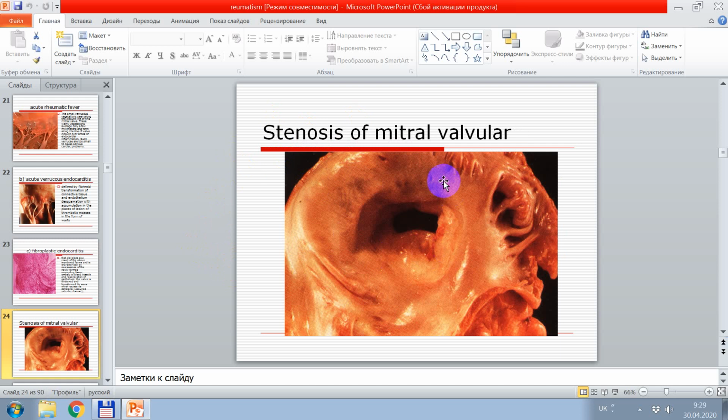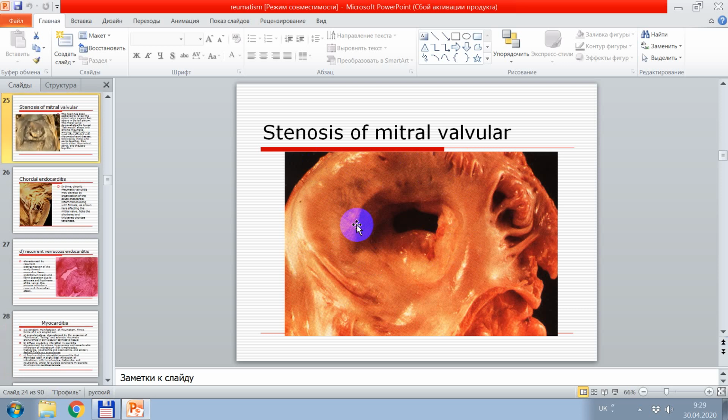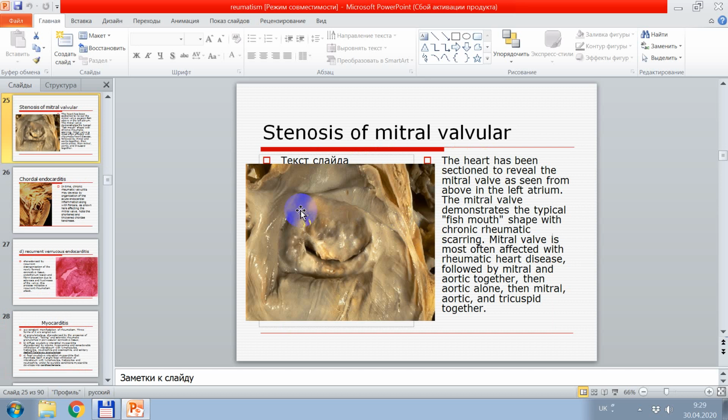In this picture, there are signs of the result of rheumatic endocarditis via formation of stenosis of the mitral valve. These two show signs of mitral valve stenosis. The heart has been sectioned to reveal the mitral valve as seen from above in the left atrium. The mitral valve demonstrates the typical fish mouth shape with chronic rheumatic scarring.